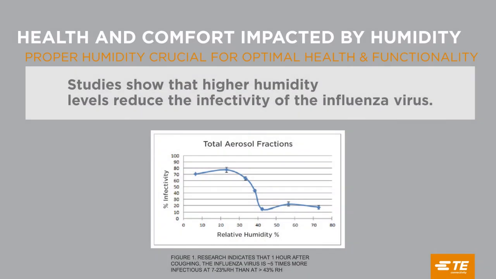On the health side, the human body is about 65% water, and the prevention of dehydration is critically important. Many human mechanisms exist to maintain the overall fluid balance in the body. Health and comfort is significantly impacted by the humidity of the indoor air. Our skin, eyes and respiratory system all need proper humidity for optimal health and functionality.